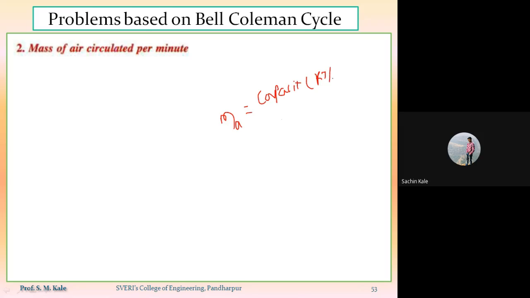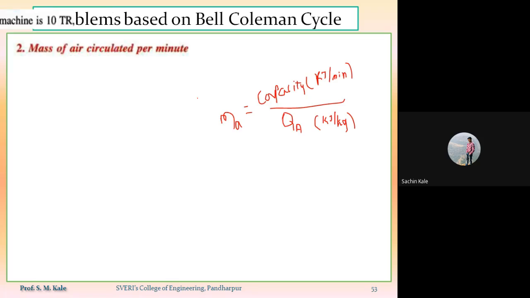Kilojoule per minute divided by... what else do we need? Capacity divided by amount of heat absorbed, QA. This heat absorption must be in kilojoule per kg. Is that correct? This is the formula. To calculate the mass of air circulated, we are knowing this formula.